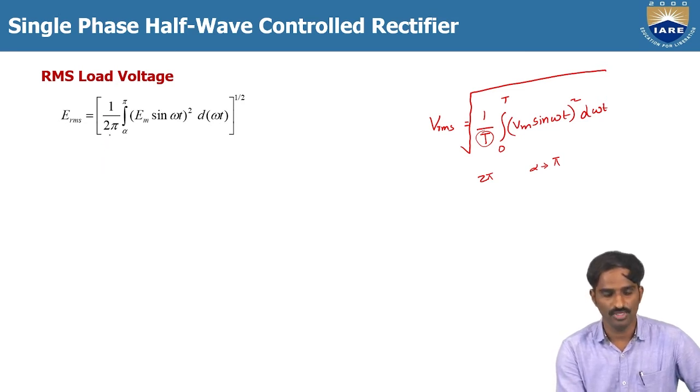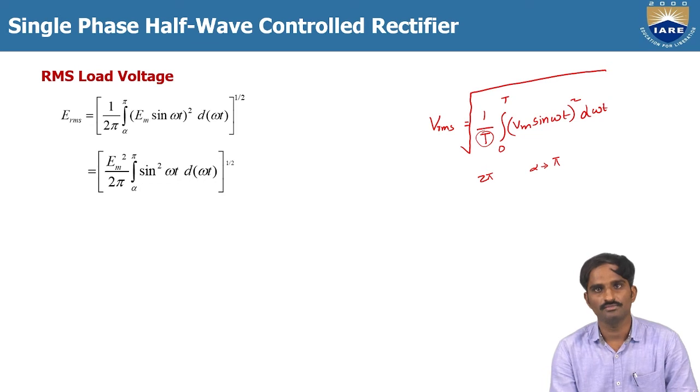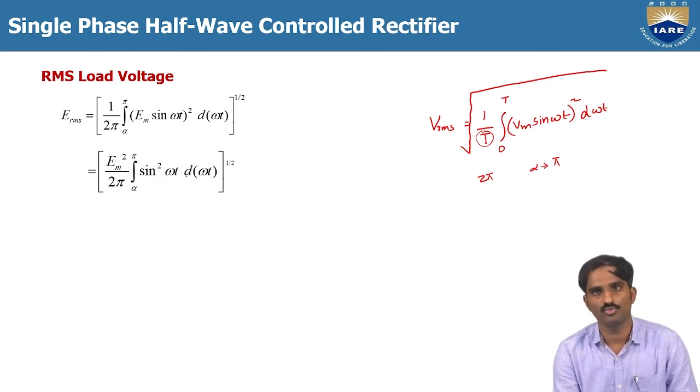You can see 1 by 2 pi, in the place of T I have substituted 2 pi, and the limits of the integral are alpha to pi, then Em sine omega T whole square into d omega T. Then you can simplify this equation and we will get the RMS load voltage. Here I have taken Em square outside because it is a constant, and the integral is applied only to sine square omega T into d omega T.